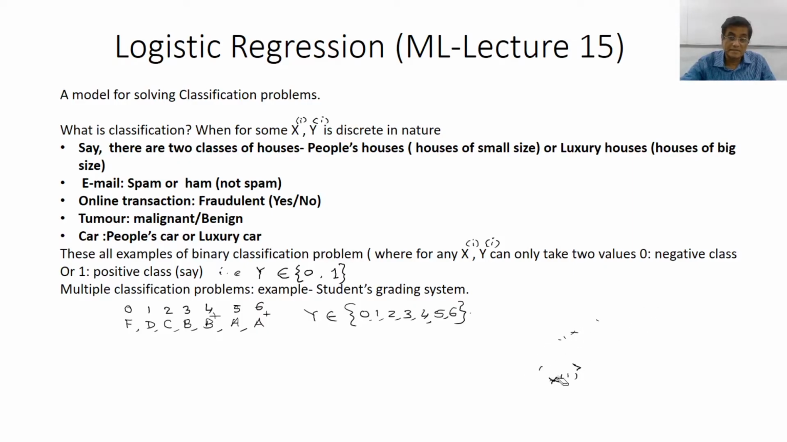Discrete in the sense that, say I have the size of a house, and based on the size I have only two classes. Y will not be continuous; y will be only 0 or 1. 0 for, say, people's car and 1 for luxury car. Given an email, the only thing you can have is spam or not spam, right? So not spam could be 1 and spam 0, or vice versa. We can define all those things. So y is discrete in nature, and the examples so far are examples of a binary classification problem.